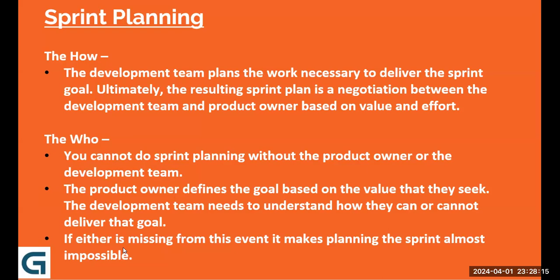I want someone to read the third bullet point. Please go ahead. If any of these is missing from this event, it makes planning the sprint almost impossible. So if the product owner is not there or the development team is not there, with whom will you be doing the sprint planning meeting if no one is there? So it's obvious that it is impossible to do that planning. When it is impossible to do that planning, it won't happen.